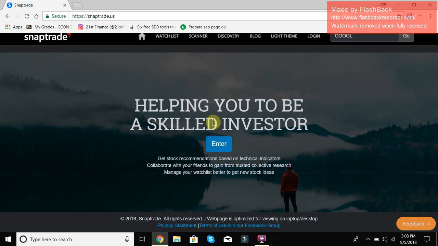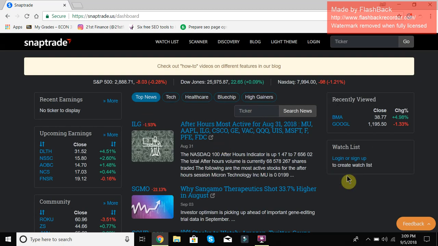As we get to the opening screen, the home screen, you'll see here it says helping you to be a skilled investor. That's the point of Snaptrade. They're really trying to give you that information to make informed and important trades throughout the day, however many you trade, may it be day-to-day trading or long-term trading. They're going to give you a lot of good information to make the best and most quality trades that you possibly can. So as we enter into the website, this is the dashboard.